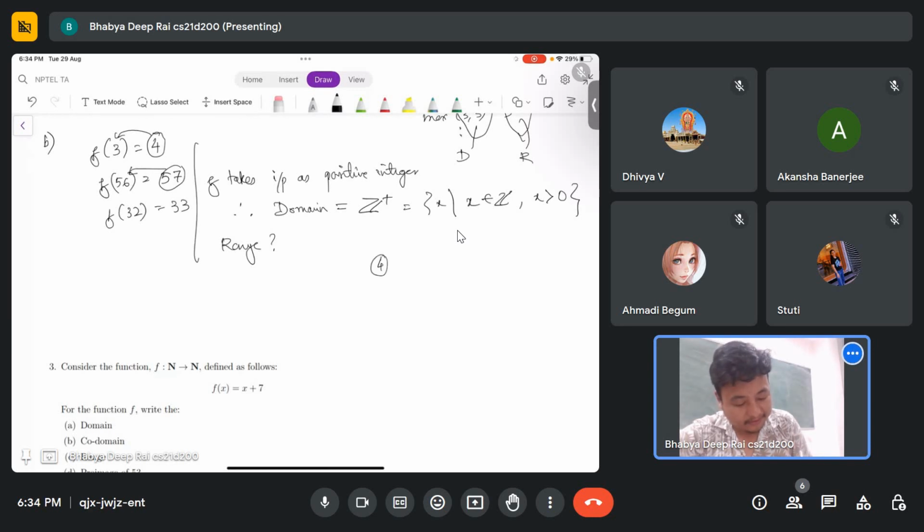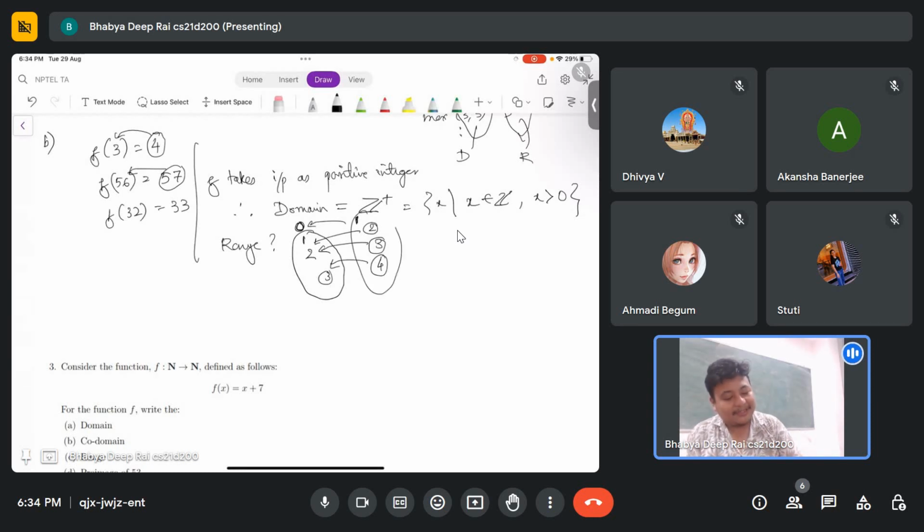So 4 goes to 3, and anything above 4 I can do the same thing. For 3, the input was 2, and for 2, the input was 1. But for 1, I cannot say that 0 was the input because 0 is not a positive integer, and my domain is only positive integers, so I cannot go back. So 1 lies outside the range.